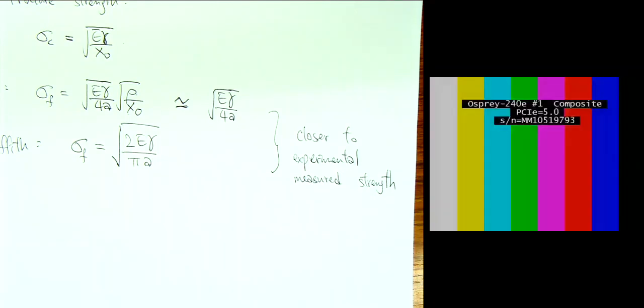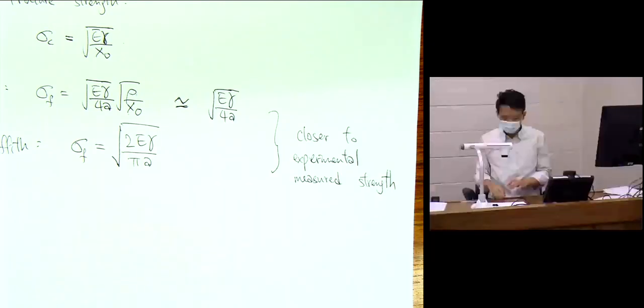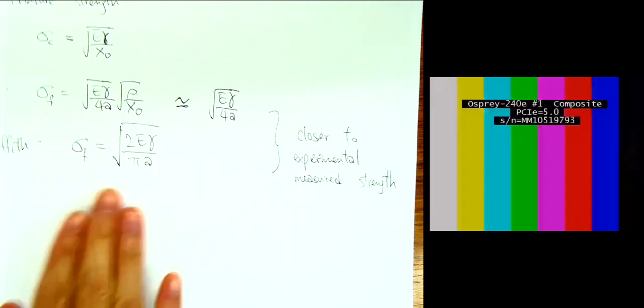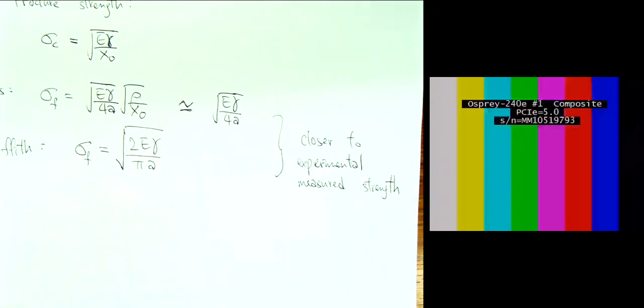Okay, so I have 15 minutes left. I'm going to start the next topic a little bit, and then we're going to finish off next lecture. Now, this is all good. Griffith got to this point, and he measured glass, which is a brittle, linear elastic material, and this worked with acceptable accuracy. So everybody was happy.